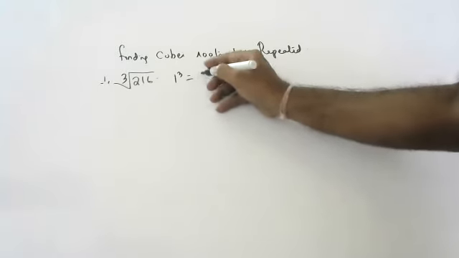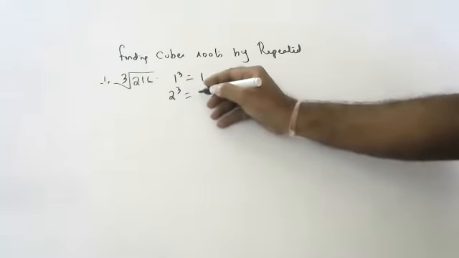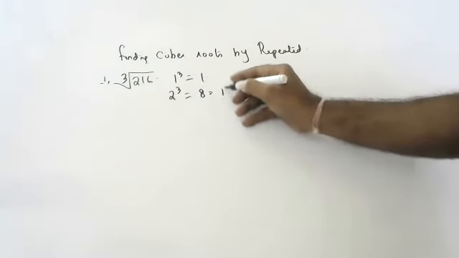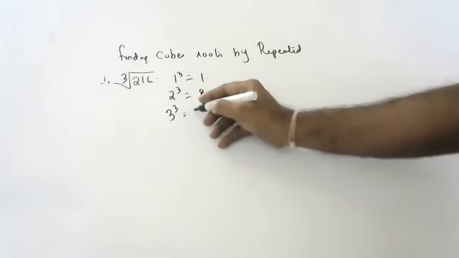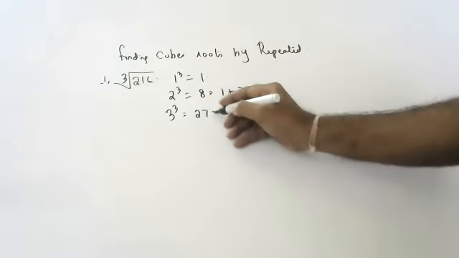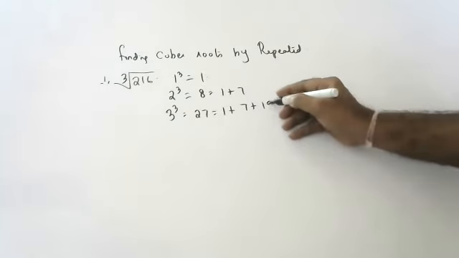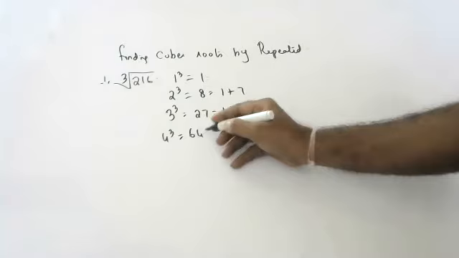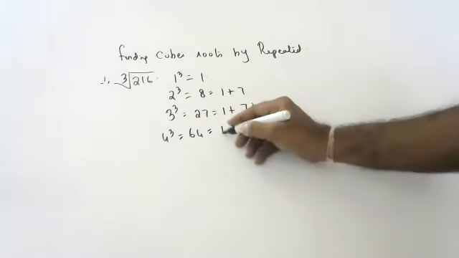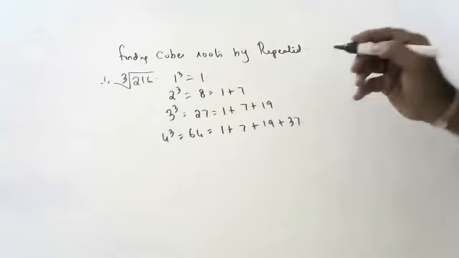See, children, 1 cube is how much? 1. 2 cube is how much? 8. 8 means 1 plus 7. Try to understand, children. 3 cube is 27, that is 1 plus 7 plus 19. 4 cube is 64, that is 1 plus 7 plus 19 plus 37.